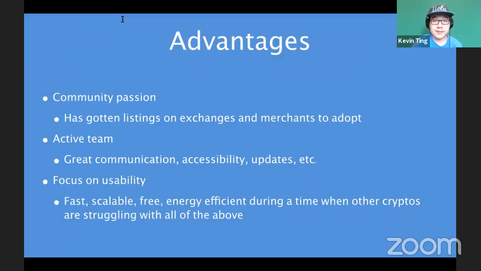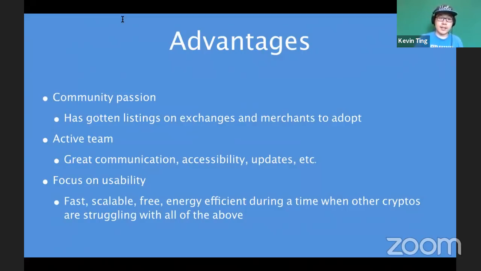They also have a really active team that I like. They have great communication, put out constant updates, and are accessible via their channels on Telegram or Twitter, putting out updates on blog posts and whatnot.